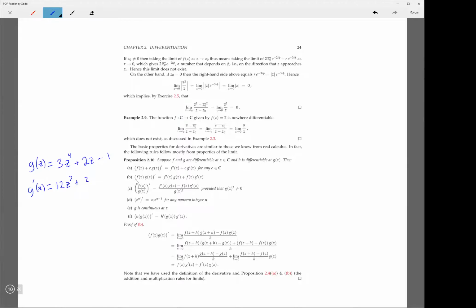And then you have the product rule works, the quotient rule. And then this is what we proved already. And if the functions are differentiable, then they're going to be continuous. And then composition also. This is the chain rule. Okay, so chain rule.